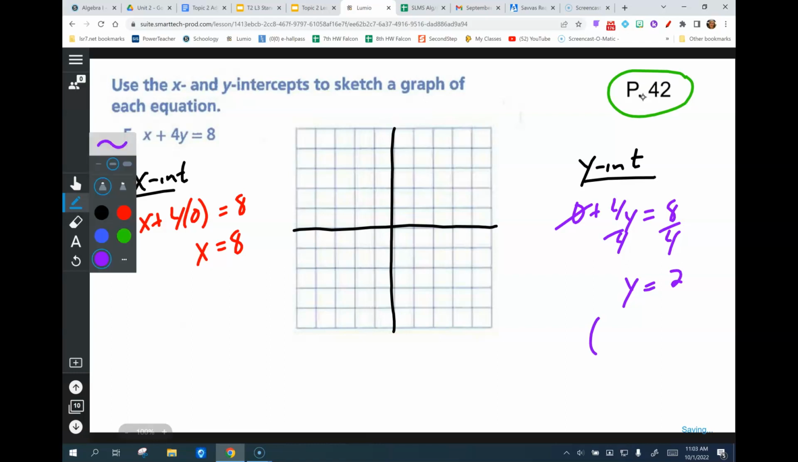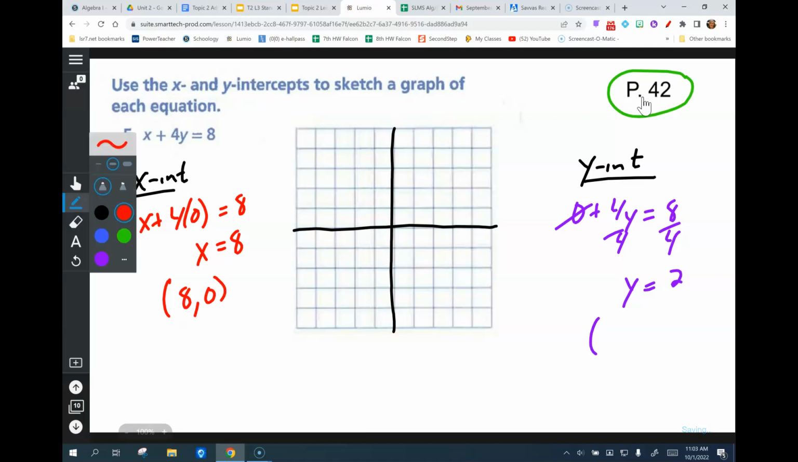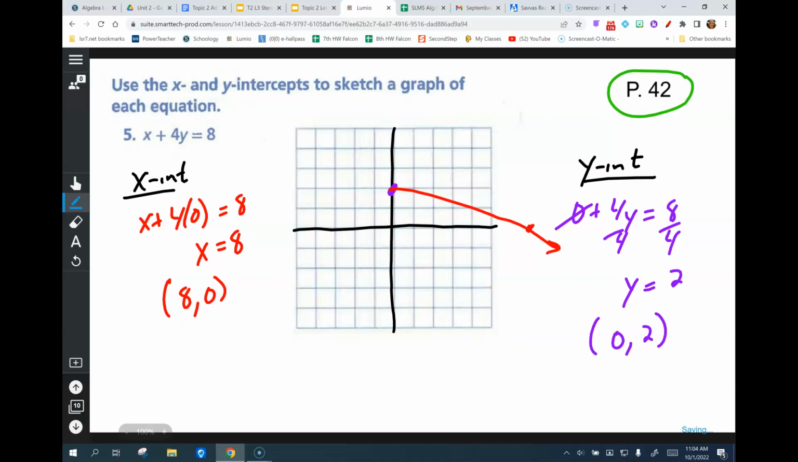So x is equal to 8, so that's the point 8, 0. Because it's a point, you should write it as an ordered pair. And then you're going to have 0, 2 for your y-intercept. So plot those 2 points. They're not always going to come out to be positives, just to let you know that. And 1, 2, 3, 4, 5, 6, 7, 8. So I didn't plan there. Next time, I'm going to find my x and y intercepts before I make my axis.